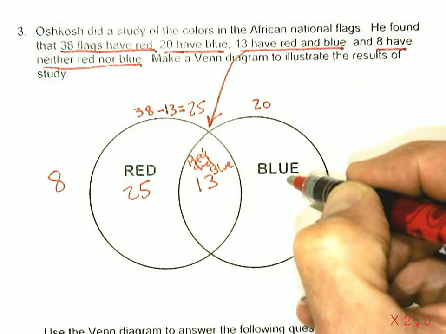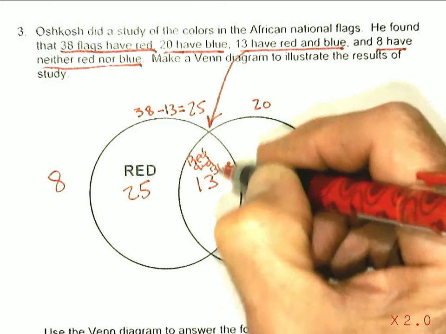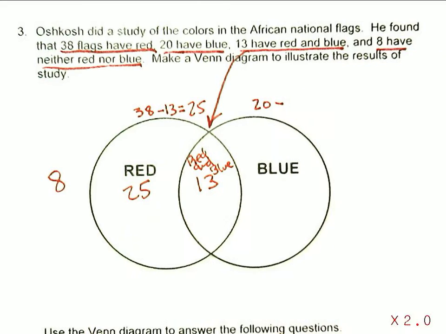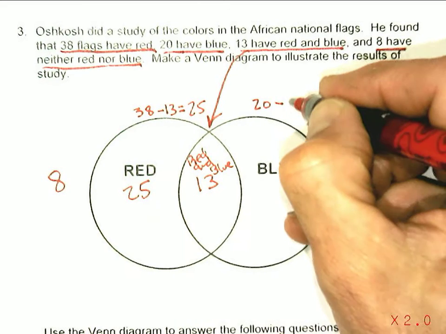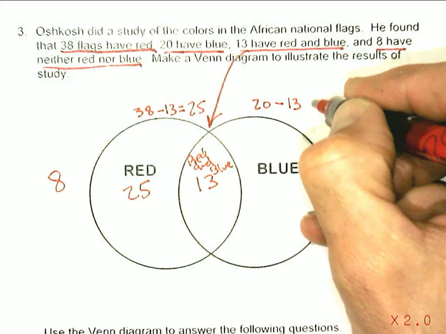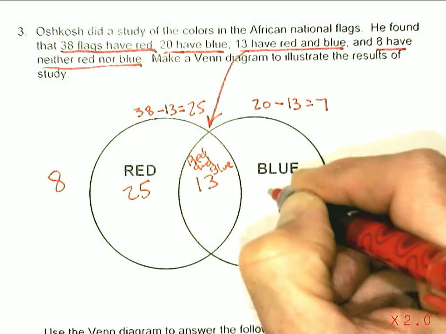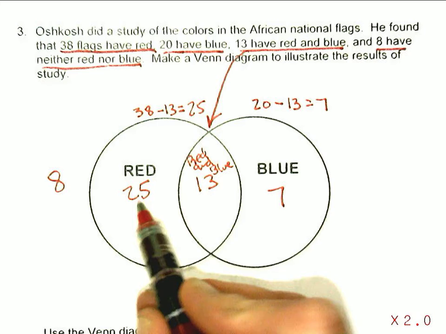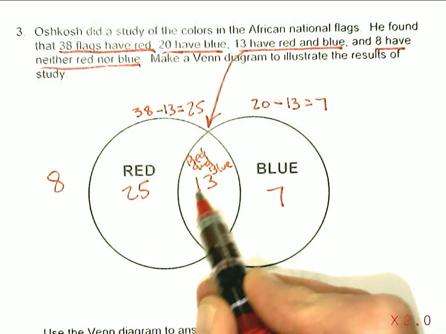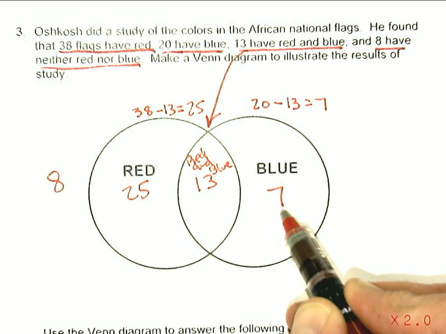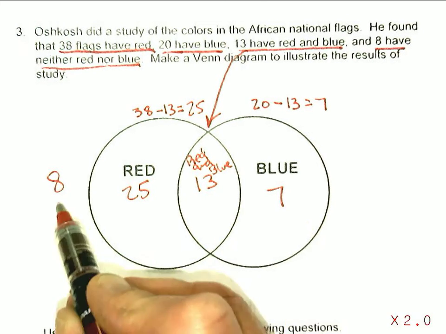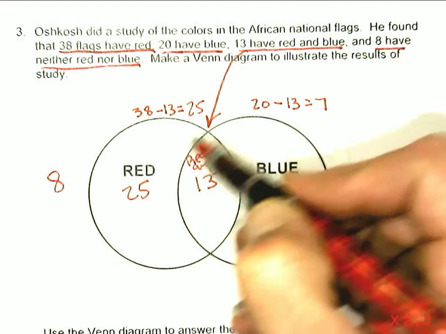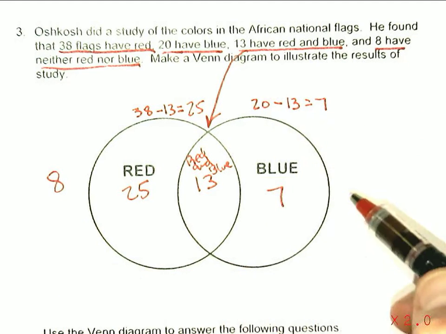And then if I go to the blue side, there's 20 blue, but 13 of them are already represented in the section, the ones that have red and blue. And so I'm going to subtract those 13 from the 20 to give me the 7 that are just blue. So now I have 25 just red, 13 that have red and blue, and 7 just blue, and then 8 that have neither. Again, just using the information given, I can identify those different parts.